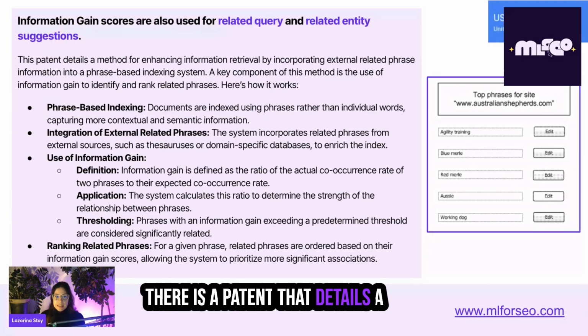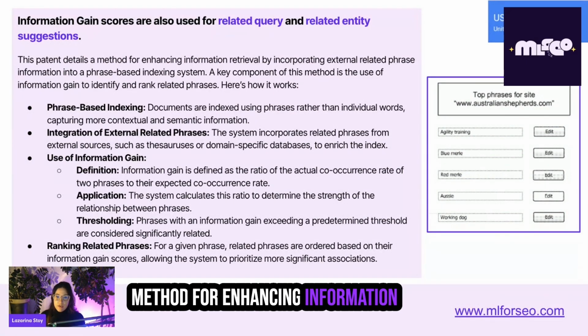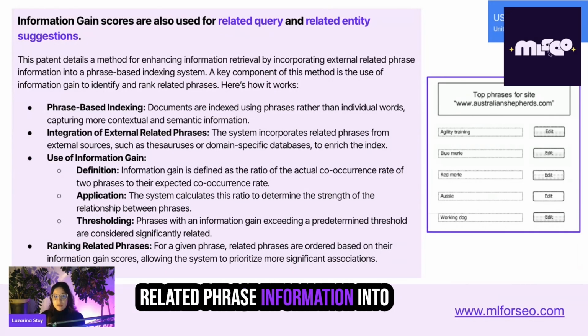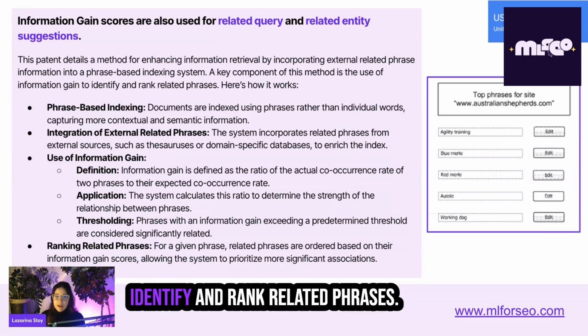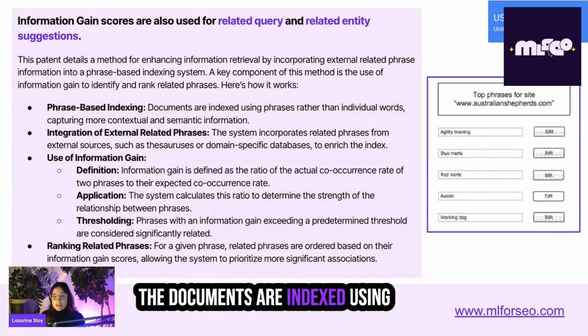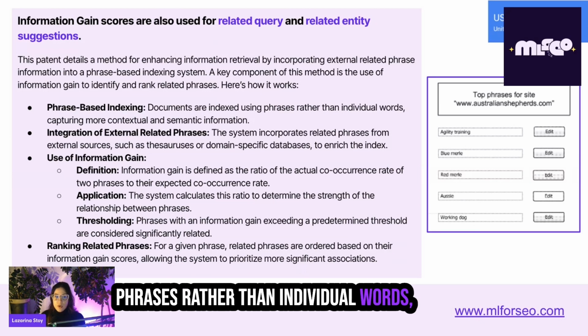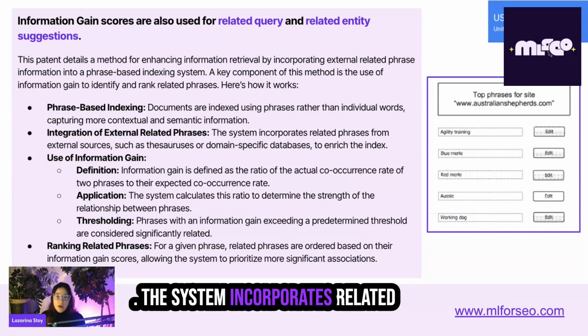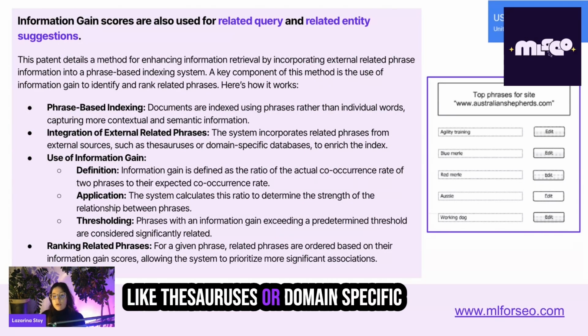There is a patent that details a method for enhancing information retrieval by incorporating external related phrase information into a phrase-based indexing system. And a key component of this method is the use of information gain to identify and rank related phrases. It works in different steps. The documents are indexed using phrases rather than individual words, which captures more context and a lot more semantic information. The system incorporates related phrases from external sources like thesauruses or domain-specific databases to enrich their index.